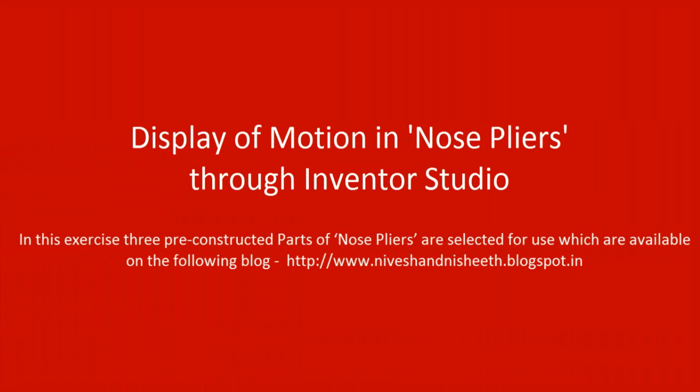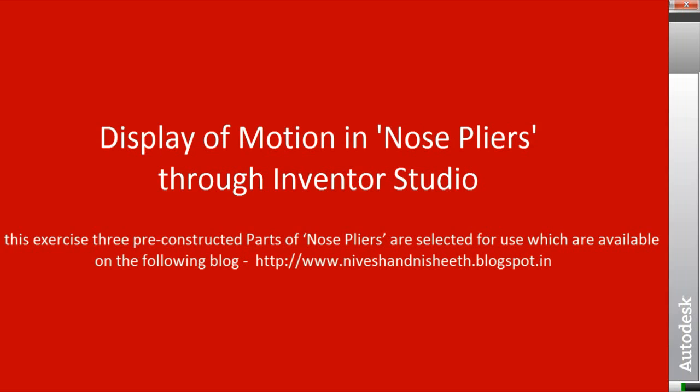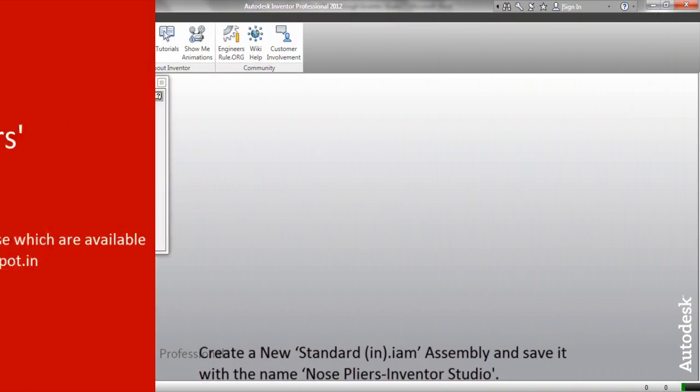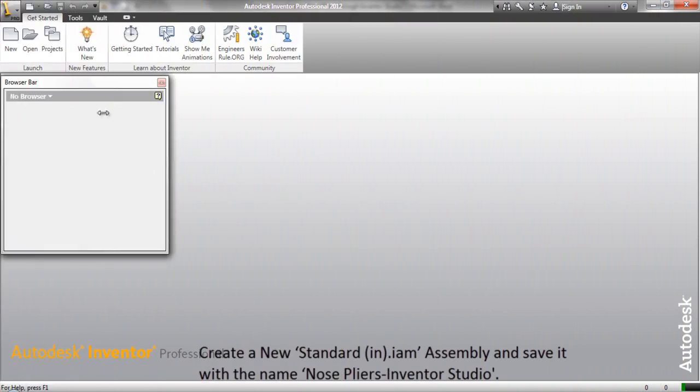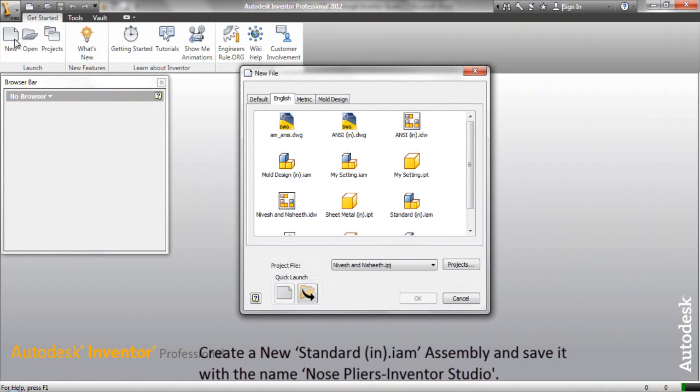Display of motion in nose pliers through Inventor Studio. In this exercise, three pre-constructed parts of nose pliers are selected for use, which are available on the following blog. Create a new standard inch assembly and save it with the name Nose Pliers Inventor Studio.